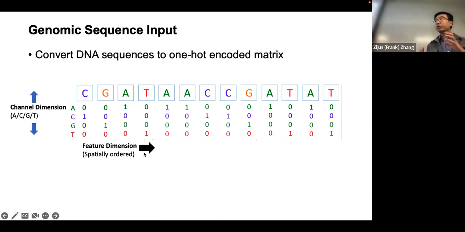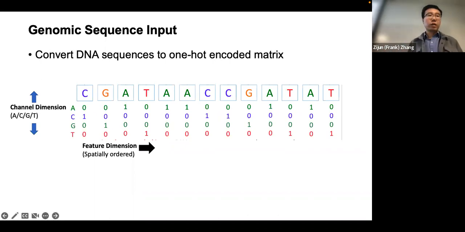The reason is that this feature dimension is actually spatially ordered, right? So on this spatially ordered dimension, feature dimension or spatial dimension, if you shift your input sequence, it doesn't change the meaning of your input. So basically, if I shift this CGA by one nucleotide, this CGA still stands for the same sequence motif. So this is also called the permutation invariant property of CNNs, right? That's because CNNs only look at a spatial patch. If you move your input along this feature dimension, it doesn't change the meaning of your input.